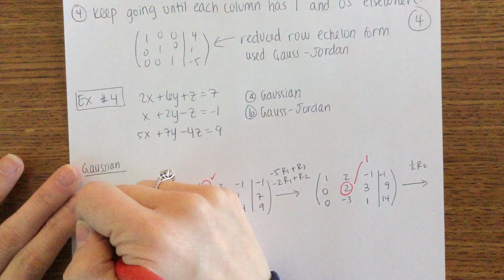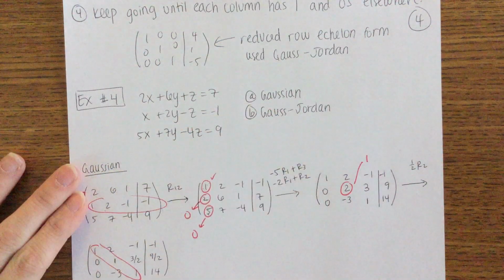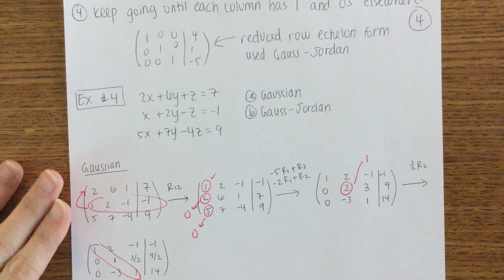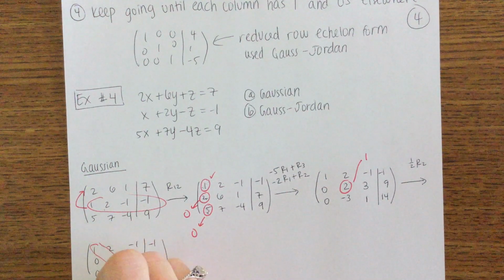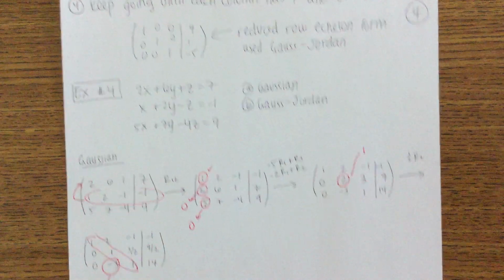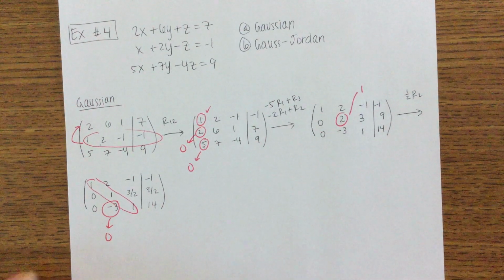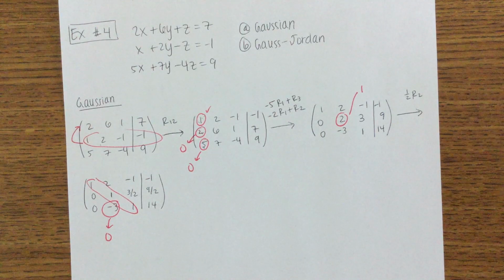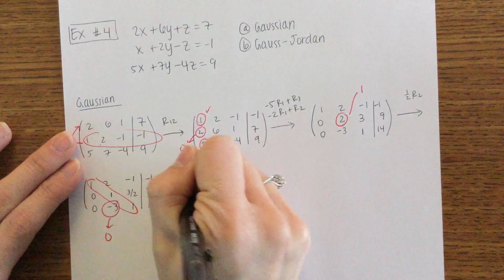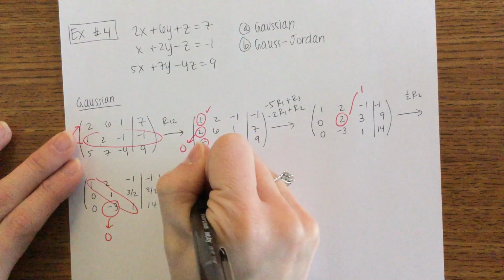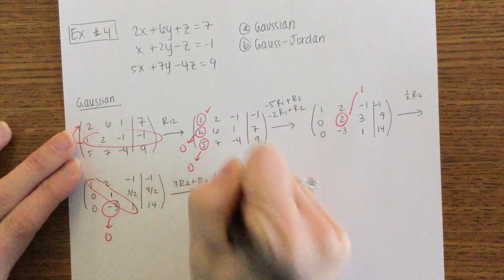Okay. We needed 1s on the diagonals. That's good. Joe, do you have a question? No, sorry. No, it's okay. We need 0s below, so that needs to be a 0. How am I going to get that to be a 0? I'm going to multiply row 2 by 3, and I'm going to add it to row 3.